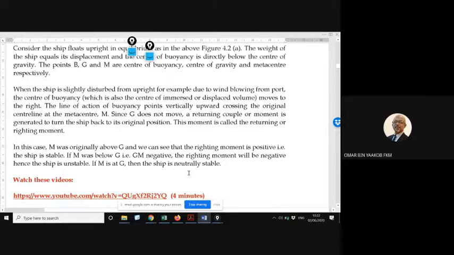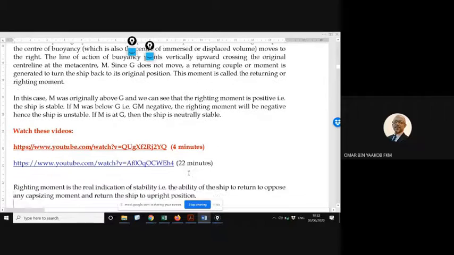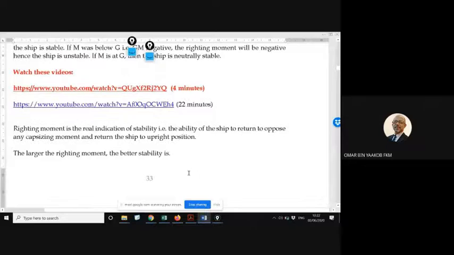So you can watch these two videos, which explain about metacenter. It's 4 minutes, and the longer one is 22 minutes. So the righting moment, that counterclockwise moment that I've shown just now, is the real indication of stability: the ability of the ship to oppose any capsizing moment and return to the upright position. The larger the righting moment, the better the stability is.